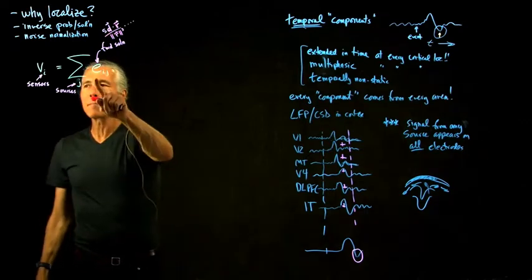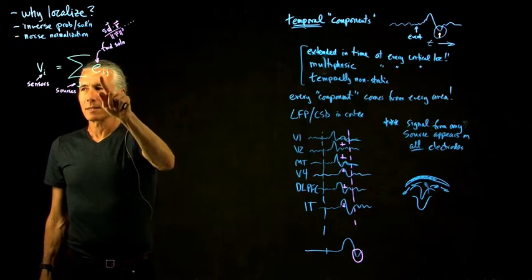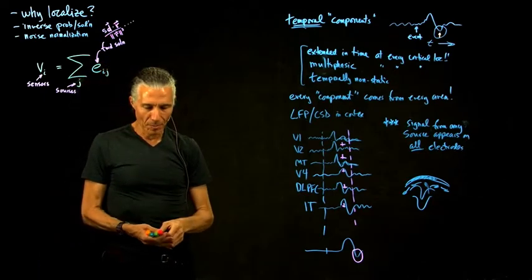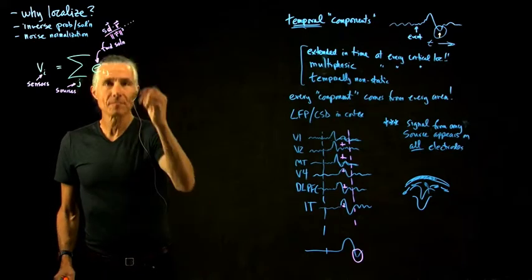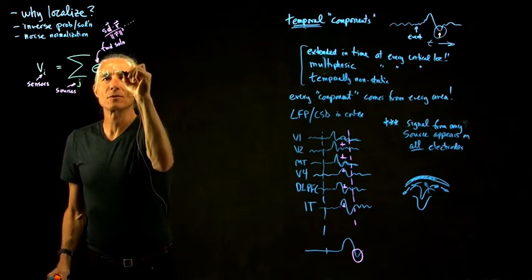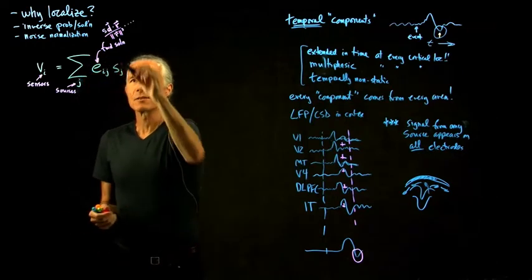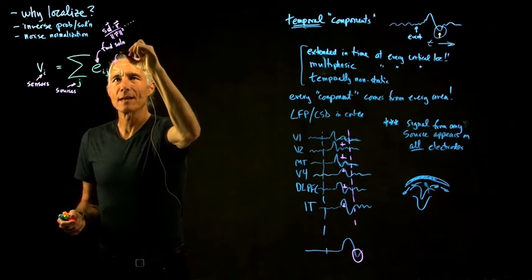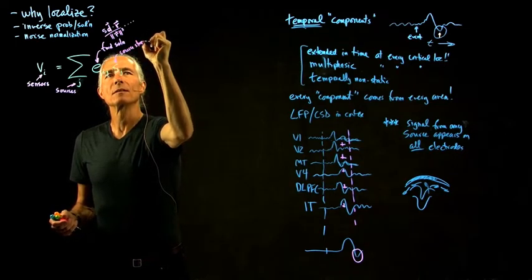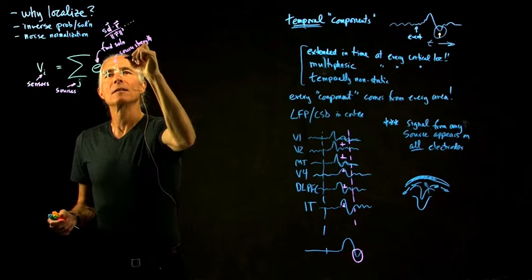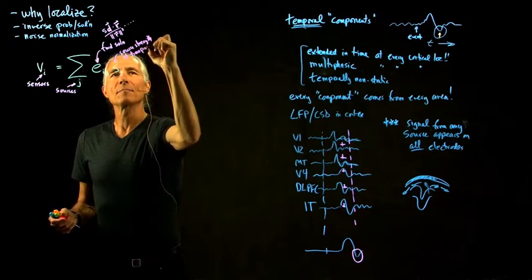So that's a single number. It's just a weight, basically, that you multiply by the source strength. So this is the source strength at a moment in time, at a time point. So time doesn't appear in this.